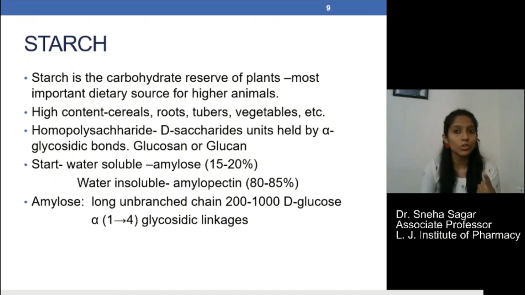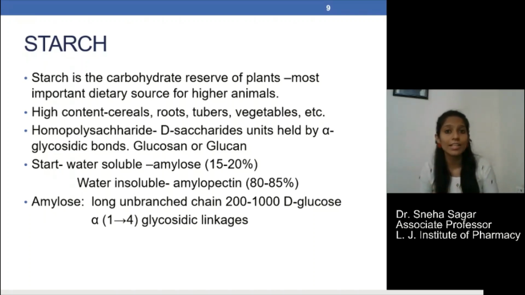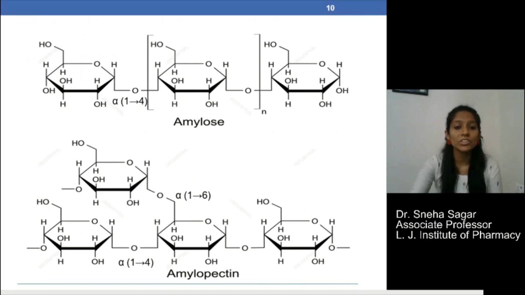In this case, starch contains two polysaccharide components. One is water soluble amylose and the other is water insoluble amylopectin. Chemically, amylose is a long unbranched chain of D-glucose units held together by alpha 1,4 glycosidic linkages, whereas amylopectin, on the other hand, is a branched chain with alpha 1,6 glycosidic bonds and branching at alpha 1,4 linkages. So this is about the structure of amylose and amylopectin. You don't have to remember the structure of amylose or amylopectin, but you should know the importance of these polysaccharides.